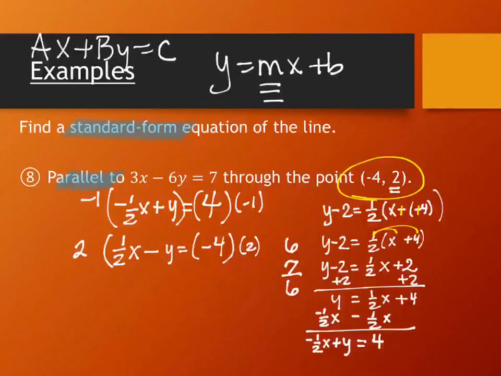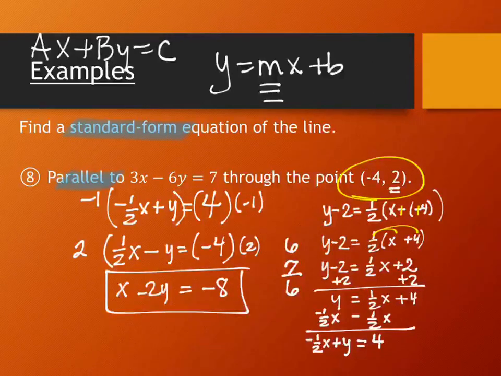Okay? So we need to get rid of the denominators. No denominators. So on this one, this would give me x minus 2y equals negative 8. And that would be standard form. So multiply by 2 because you can't have any fractions on A and B. It's just that B didn't have a fraction here, so we didn't have to worry about it.